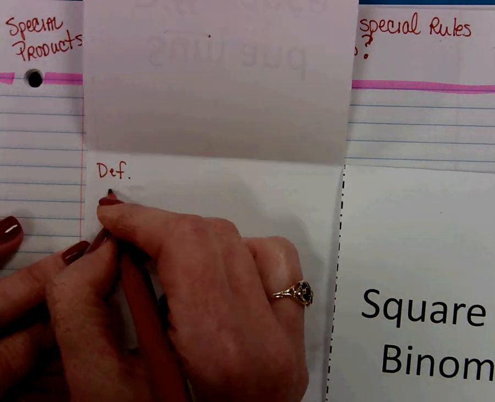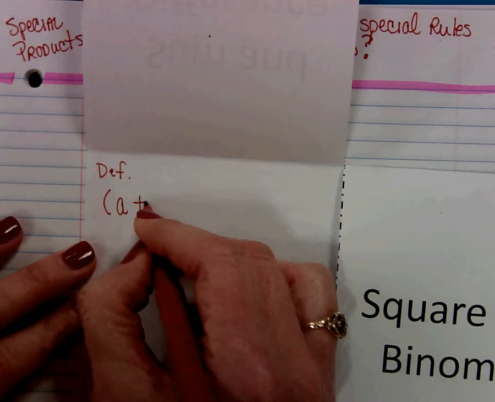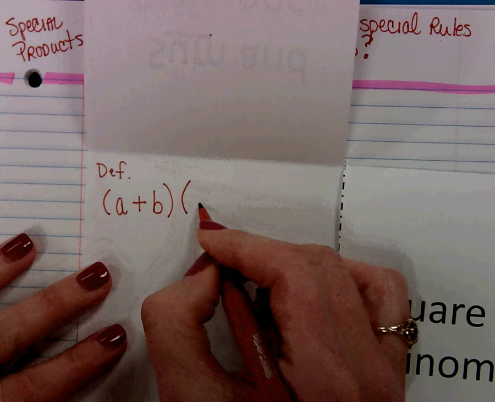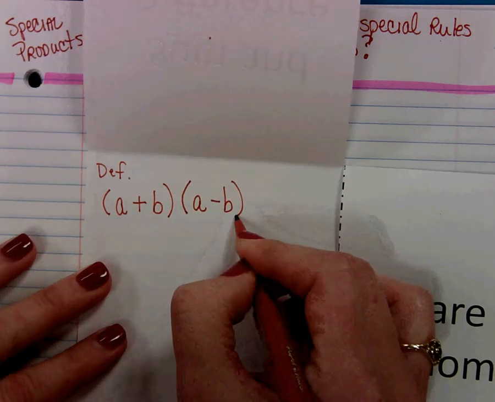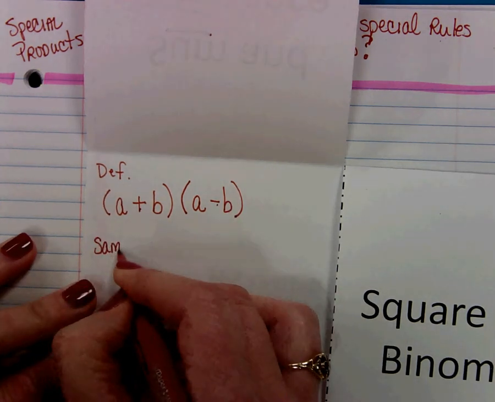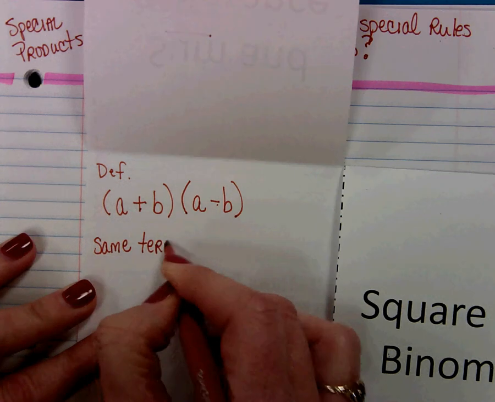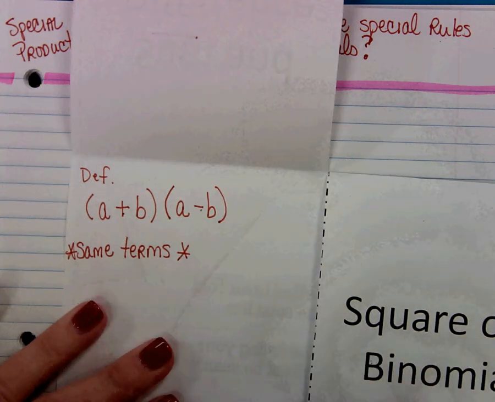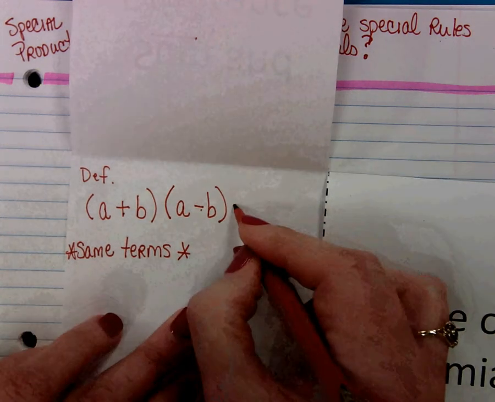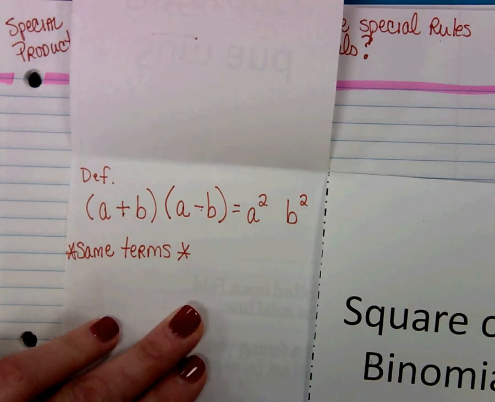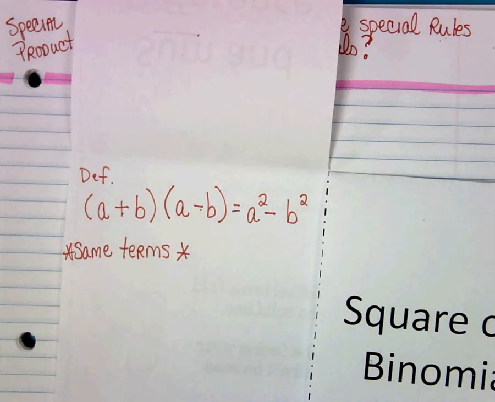It says that if I have two terms, A and B, that I'm adding together, multiplied by the same two terms but subtracted, see, the sum and a difference, they are the same terms. Okay, that's really key. They have to be the same terms. Then instead of having to FOIL or use a box method, we simply can square the first term, square the second term, and put a subtraction sign. So we don't have to go through a long way of multiplying that.